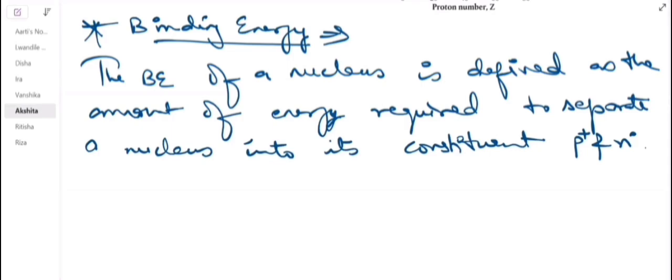Are you done? Show me one example as per the given definition. How will you show the binding energy here? The binding energy for anything, helium. Show the example of helium. It will be fine.